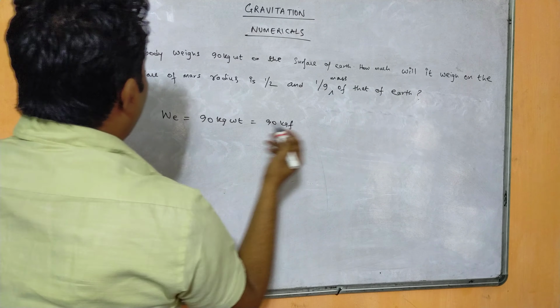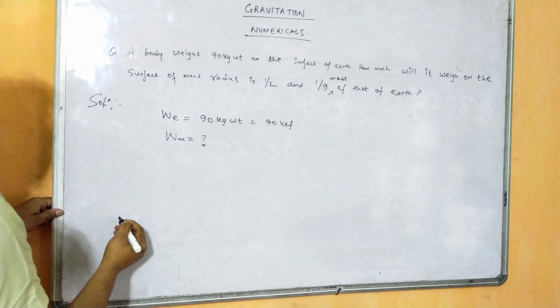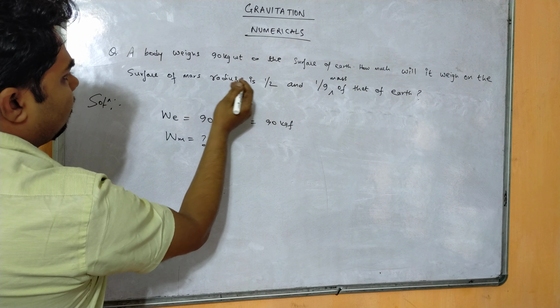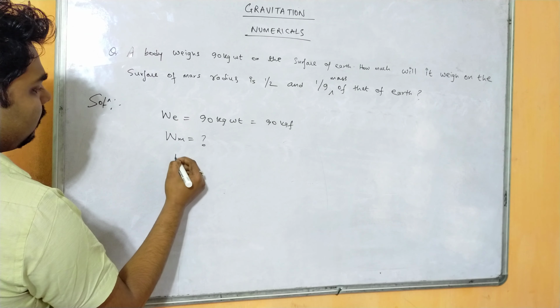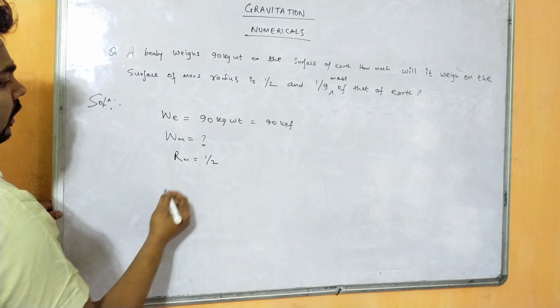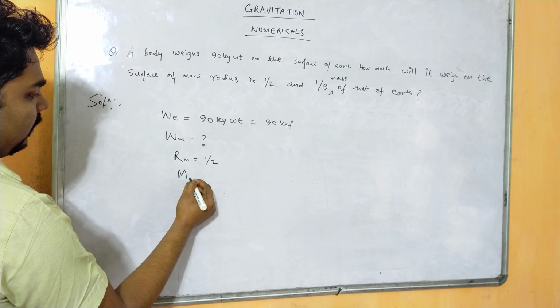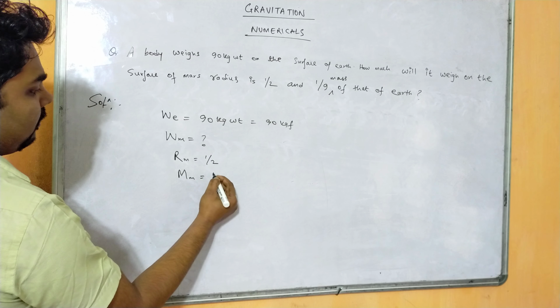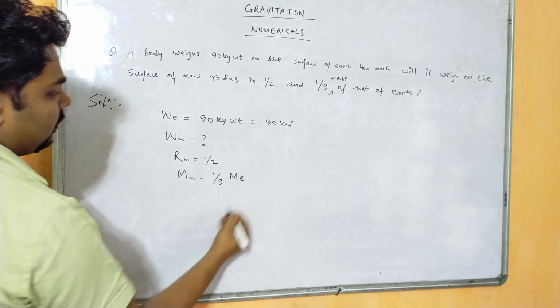How much will it weigh on the surface of Mars? That means we need to find the weight on Mars here. The radius of Mars is given as 1 by 2 that of Earth, and the mass of Mars is given as 1 by 9 that of the mass of Earth.